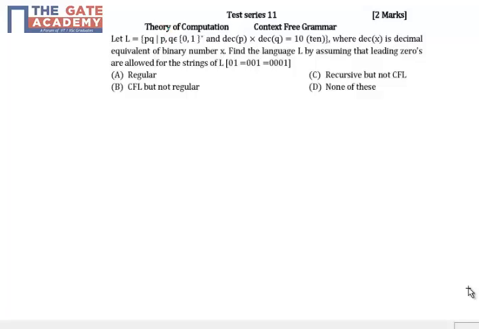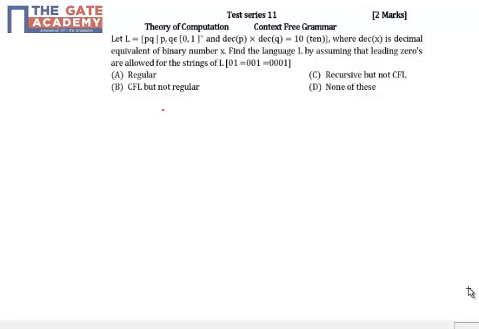Hello friends, this is a 2-mark question on theory of computation and topic context-free grammar. The question reads as follows. Let language L accept strings of type PQ where P, Q belongs to symbols 0 and 1 and decimal of P multiplied by decimal of Q is equal to 10, where decimal of X is a decimal equivalent of binary number X. Find the language L by assuming that leading zeros are allowed for the strings of L.